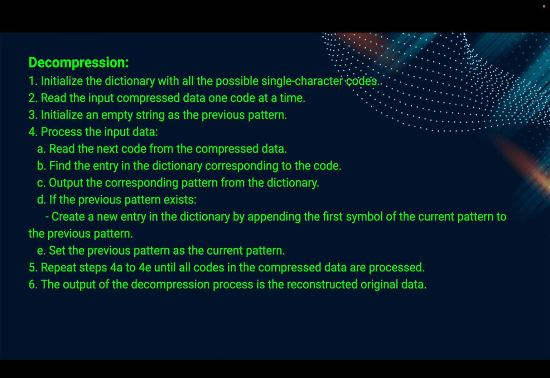Decompression. Initialize the dictionary with all the possible single character codes. Read the input compressed data one code at a time. Initialize an empty string as the previous pattern. Process the input data. A, read the next code from the compressed data. B, find the entry in the dictionary corresponding to the code. C, output the corresponding pattern from the dictionary. D, if the previous pattern exists, create a new entry in the dictionary by appending the first symbol of the current pattern to the previous pattern. E, set the previous pattern as the current pattern. Repeat step 4a to 4e until all codes in the compressed data are processed. The output of the decompression process is the reconstructed original data.